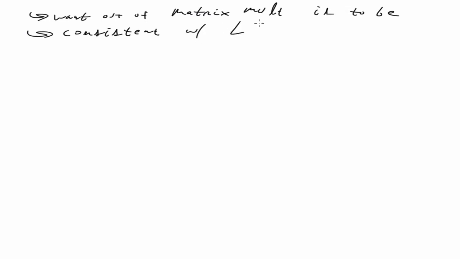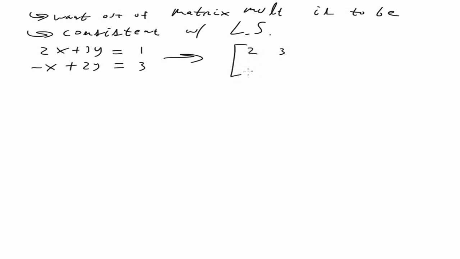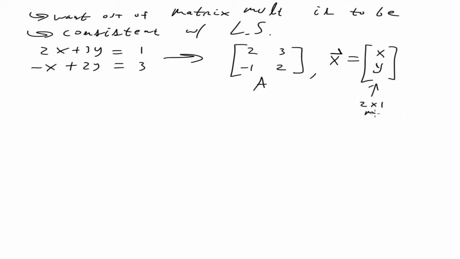with linear systems. All right, so for instance, if I have 2x plus 3y equal to 1, and minus x plus 2y equal to 3, I want to be able to write this as a matrix 2, 3, negative 1, 2. That'll be my matrix A, right? And then I also have this new matrix that I'm going to call a vector, and it's going to be equal to x comma y. And I put that little arrow over it to indicate that this is actually a 2 by 1 matrix.